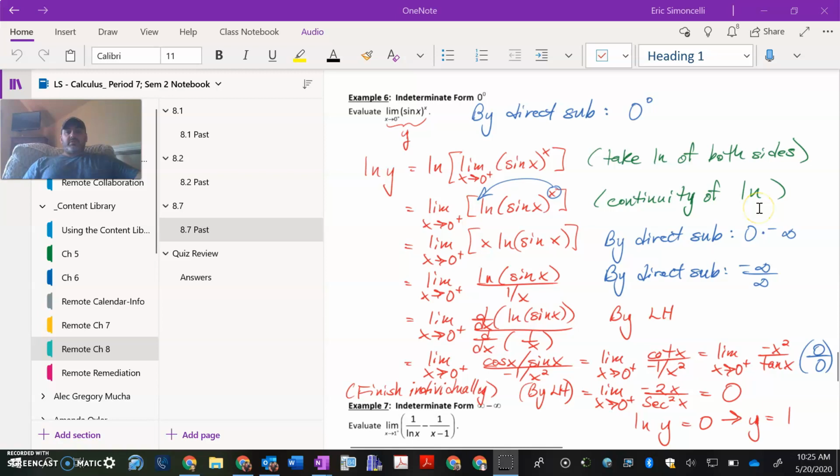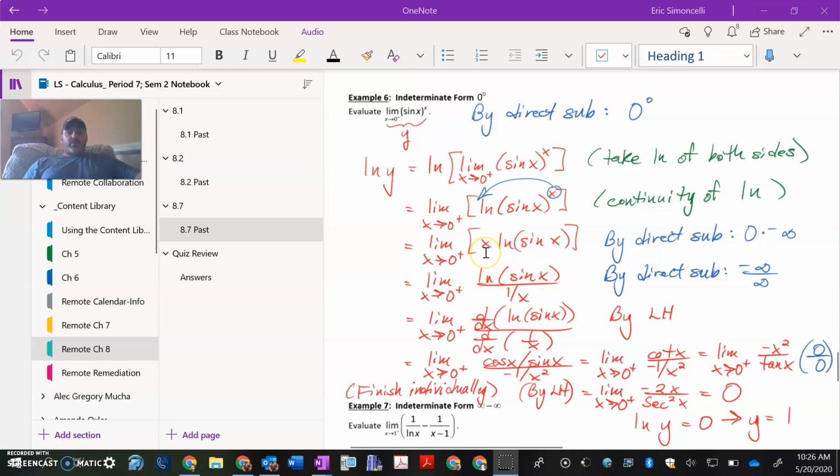Again, continuity of natural log allows you to interchange the natural log with the limit. So we're taking now the limit as x approaches 0 from the right of the natural log of sine of x to the x. The power rule allows us to move the x out in front, and then we're going to use direct substitution again, wherein if you plug in 0 here and here, you get 0 times negative infinity, which technically is not what we're looking for. To use L'Hopital's rule, we want either 0 over 0 or infinity over infinity, or a version thereof, like negative infinity over infinity, as we're about to see in the next step.